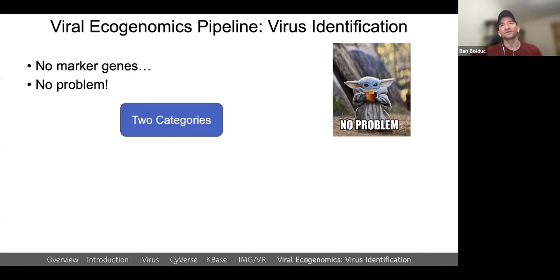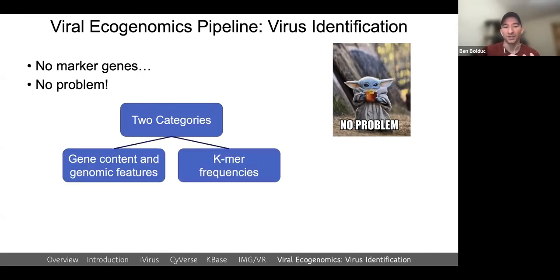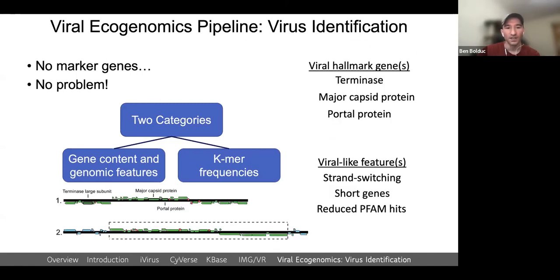So virus identification tools have kind of been broadly organized into two major categories. Those are the gene content and genomic features, which I'm going to go through in a second, and basically looking at their k-mer frequencies based on a particular training set. The gene content and the genomic features are kind of like the typical first principles. What does a virus look like? What kind of hallmark genes do you have?